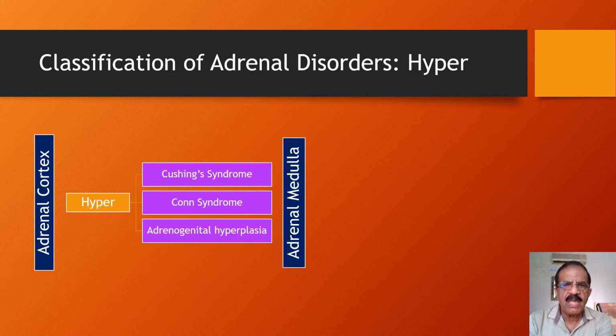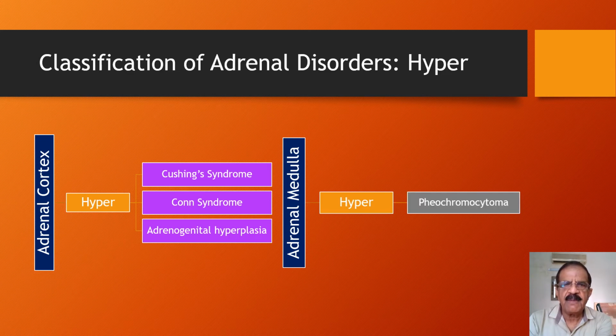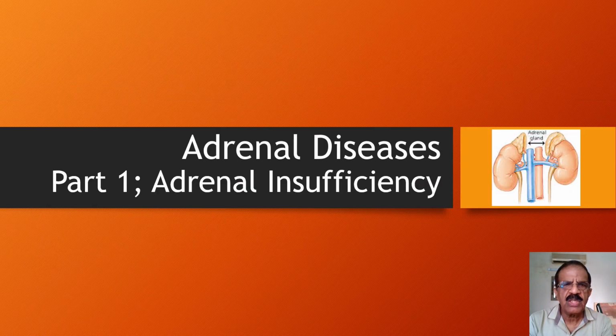Now talking about the adrenal medulla, the hyper condition is referred to as pheochromocytoma. There may be a tumor which produces too much adrenaline and noradrenaline, and this is released into the circulation, usually episodically, and it usually causes episodic hypertension, sometimes sustained hypertension. It will be covered in greater detail in hypertension, but in endocrinology we also mention pheochromocytoma. So these conditions we will discuss in greater detail later.